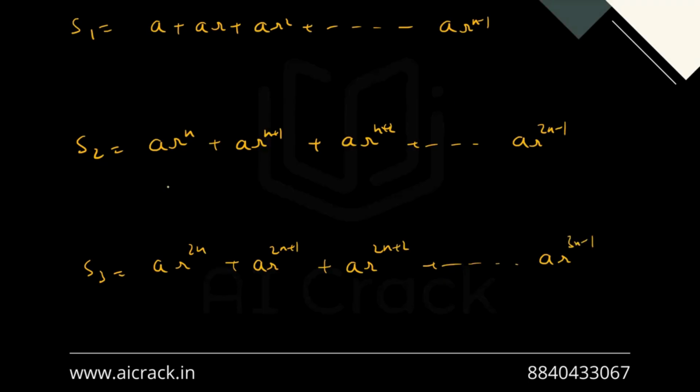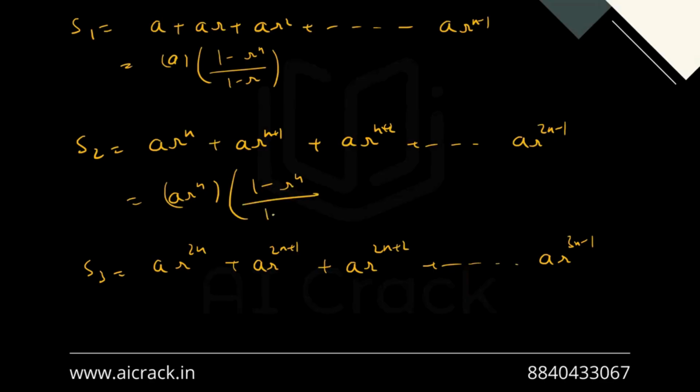So we have n terms in this one, n terms in this one, and n terms in this one. In this case, if you want to write down the summation, we'll be getting A times (1 minus R raised to n), because the common ratio is R and the number of terms is n, divided by 1 minus R, right? First term is A over here. In this case, the first term is AR raised to n. We've got AR raised to n multiplied by (1 minus R raised to n), because the common ratio is R and the number of terms is n, divided by 1 minus R. In this case, what we have got is AR raised to 2n multiplied by (1 minus R raised to n) divided by 1 minus R, right?